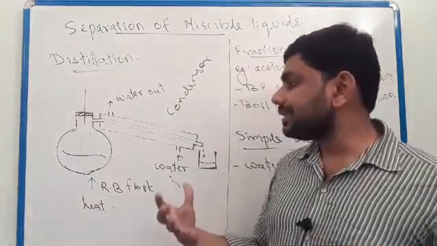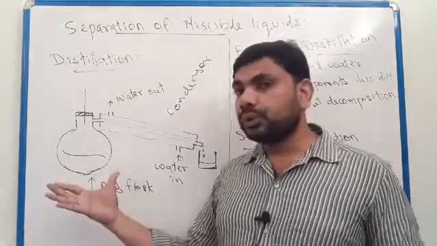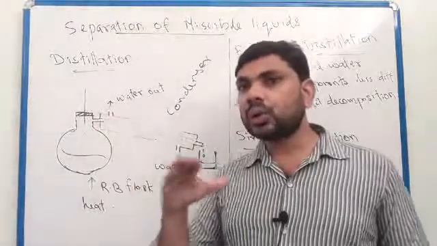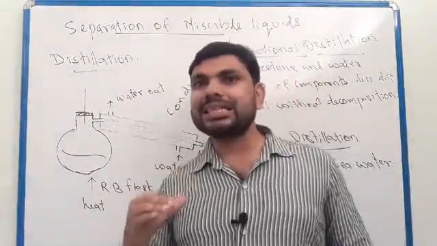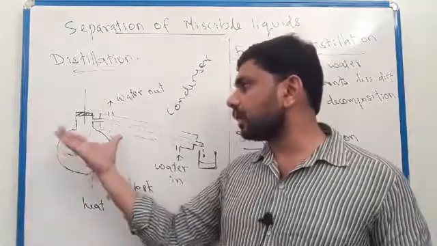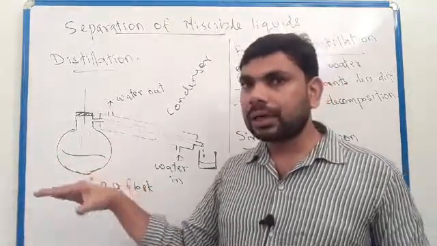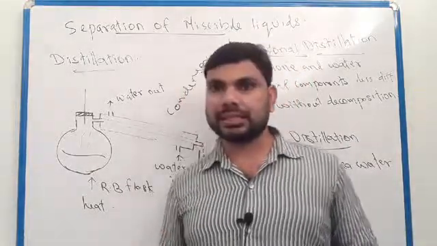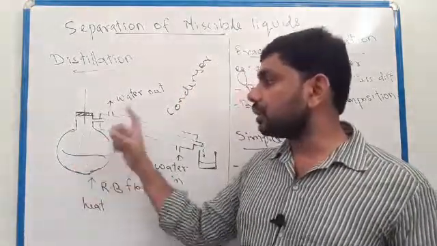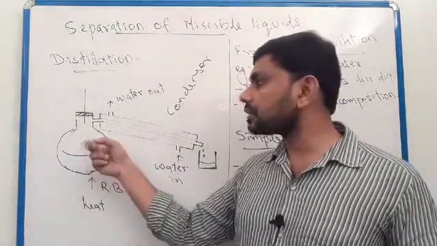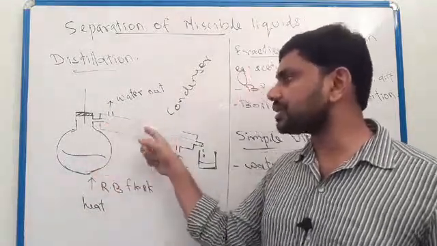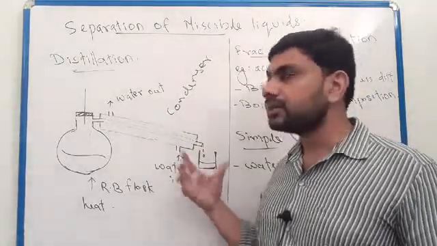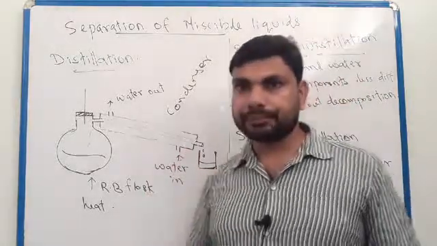So around 80 degrees Celsius, water boils at 100, alcohol at 70. So at 80 degrees Celsius all the alcohol changes to vapor, but the water stays over here. At 80 degrees Celsius water does not boil, it needs 100 degrees Celsius. So alcohol changes to vapor, and this alcohol vapor will be condensed by the condenser and we can collect alcohol over here. This method is called distillation.